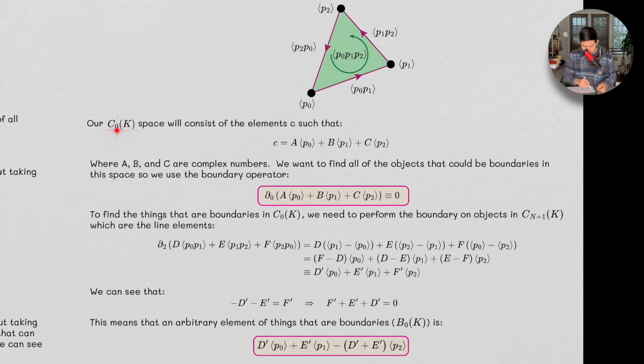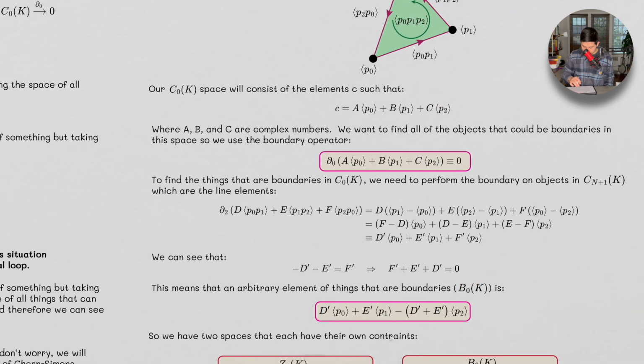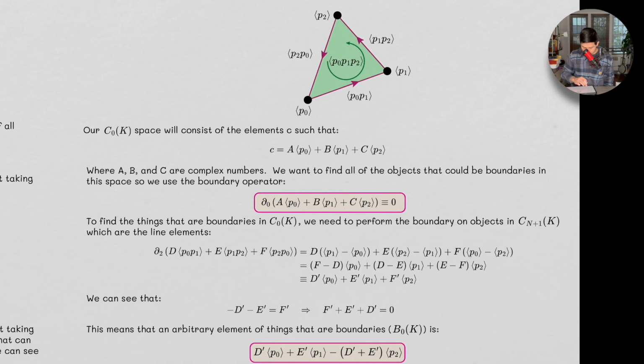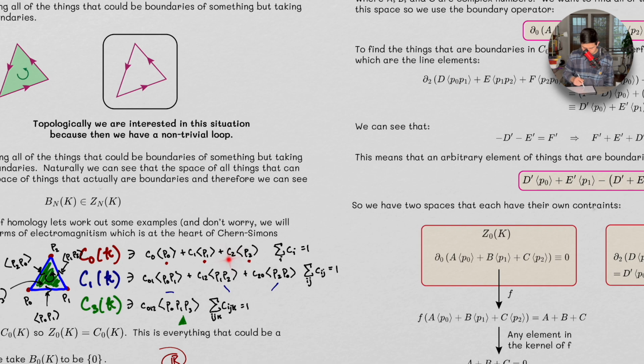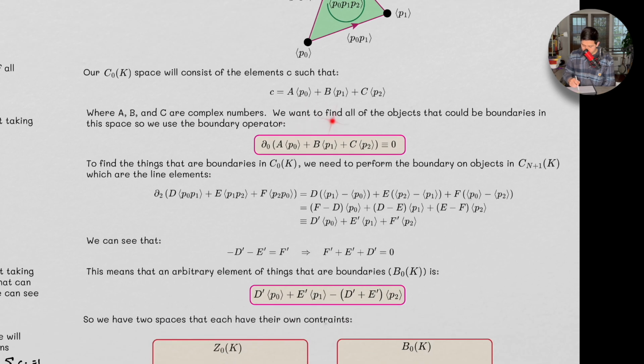when we're looking at C0K, this space, it's going to consist of elements C, such that we have this here. So C is an element in our space. We can write C as, just like we did here, I just have different coefficient names, but we have A, B, and C, where A, B, and C are complex numbers, okay? They can be real numbers, but we want these to be complex. And we want to find all the objects that could be boundaries in this space. So we use the boundary operator.